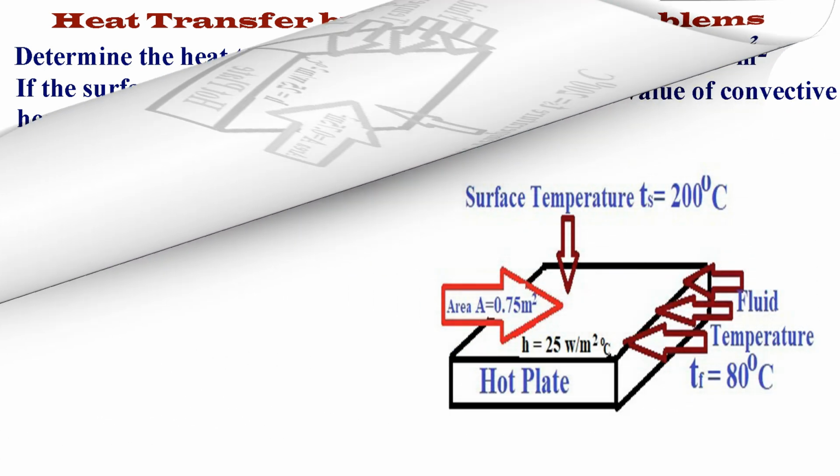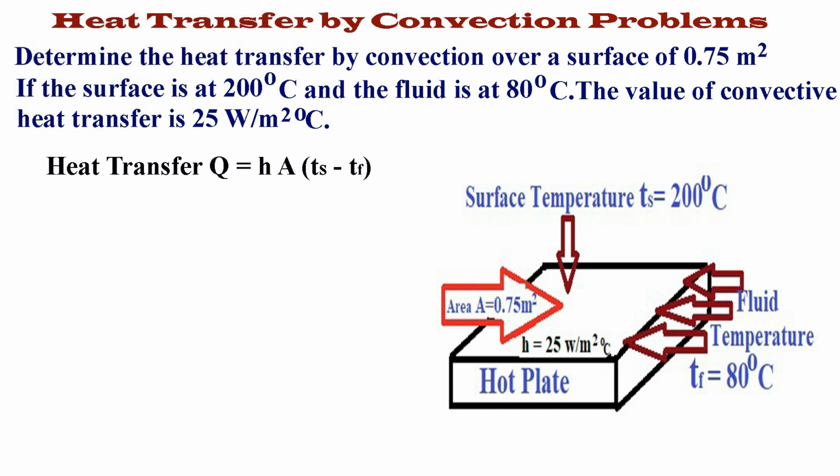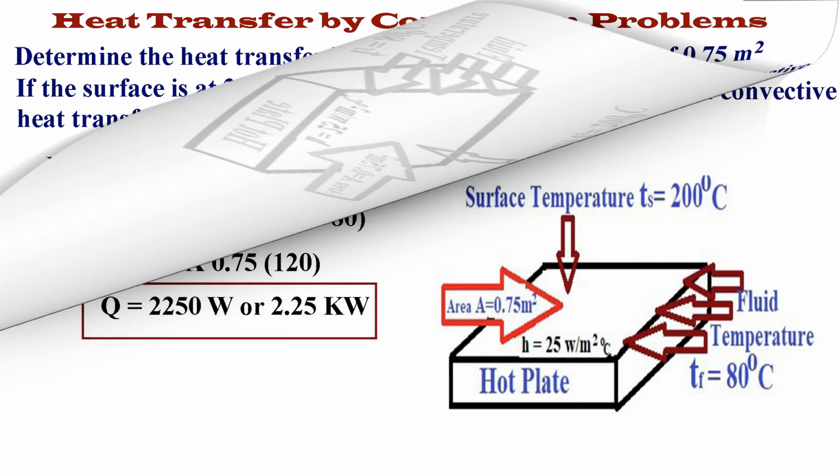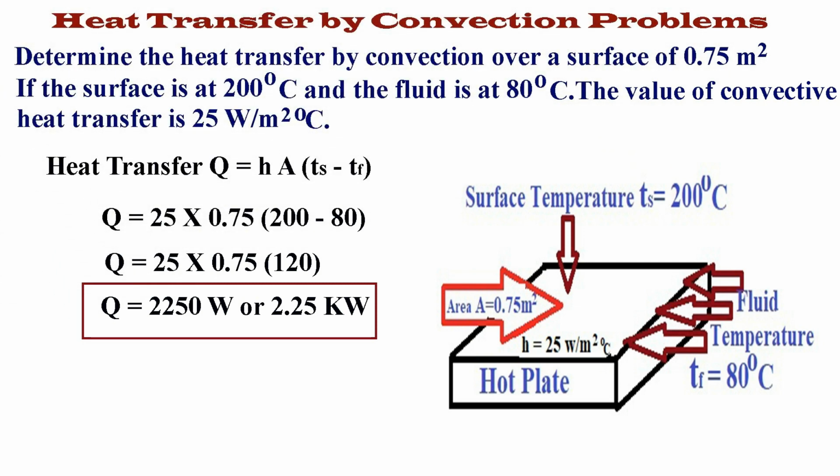Now Q is equal to hA (Ts minus Tf). Here h is the convective heat transfer coefficient, A is the area of the hot plate, that is the surface area, Ts is the surface temperature and Tf is the fluid temperature. We can apply the values in this formula: 25 into 0.75 into (200 minus 80), so Q is equal to 25 into 0.75 into 120, and the final answer is Q is equal to 2250 watts or 2.25 kilowatts.